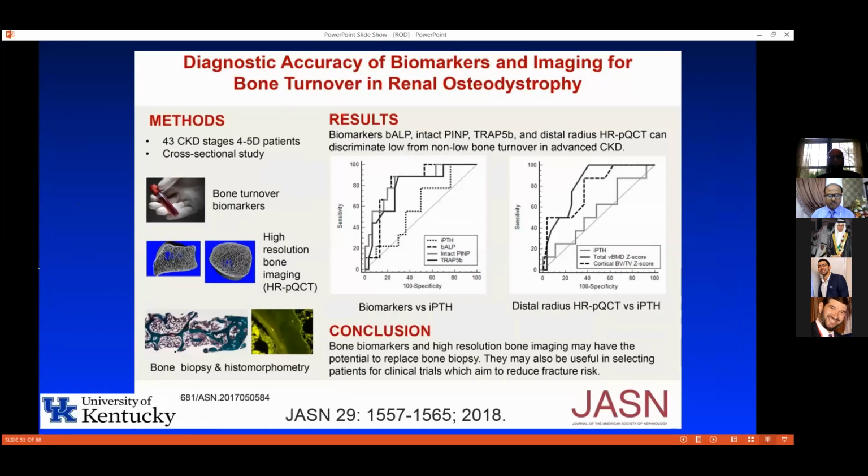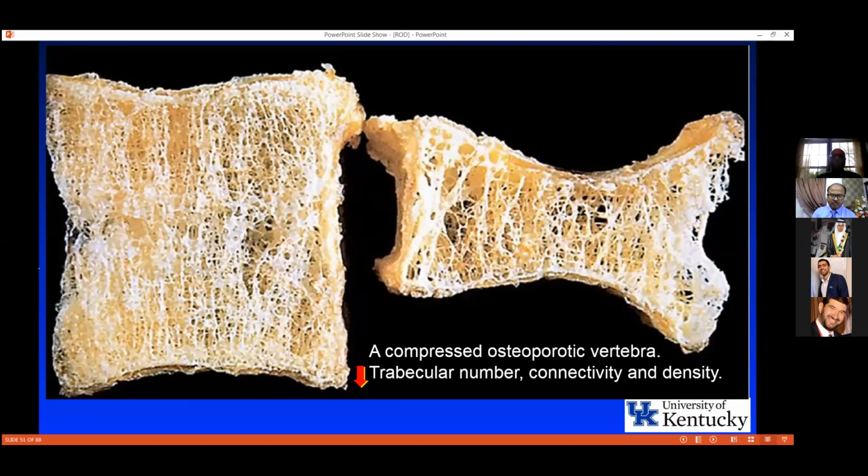And here is a study, the same study that we discussed, the cross-sectional study that was published, a very famous study published 2 years ago. The bone biomarkers and the high resolution bone imaging might replace bone biopsy, especially since I know that bone biopsy is very limited, if they do any, in Egypt. So it's very helpful to use these bone biomarkers if bone biopsy is not available. If you want more information, you can do micro CTs, micro MRIs.